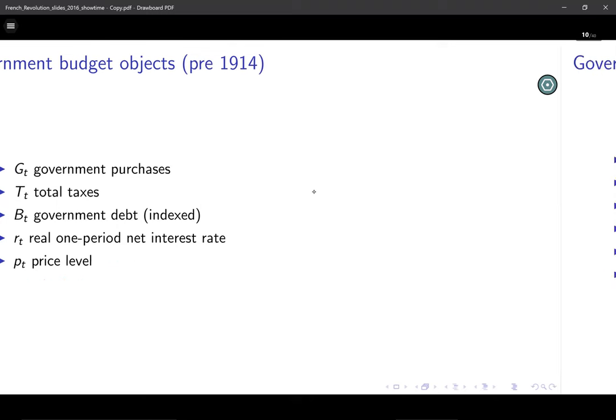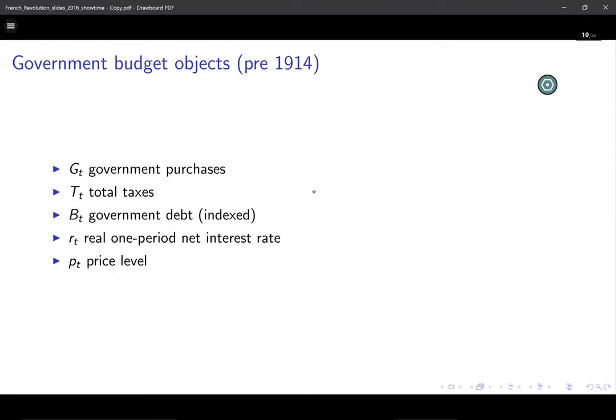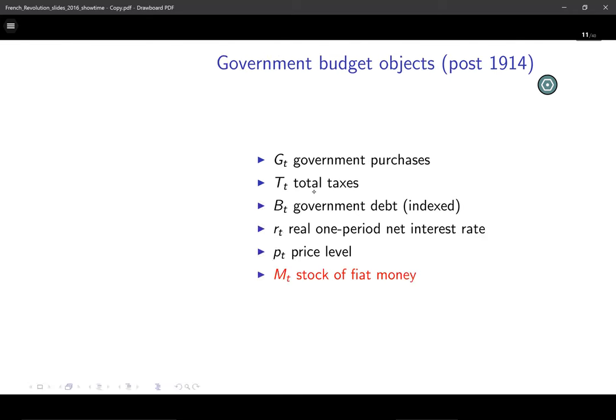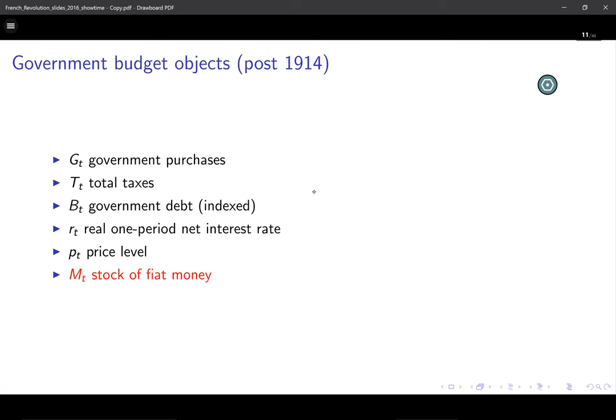Okay, so those are the objects. And notice I do not have money in there, because before 1914, to a good approximation, the government is not going to be issuing money to finance its budget in normal times. Again, this is a simplification, but it's a pretty good approximation.